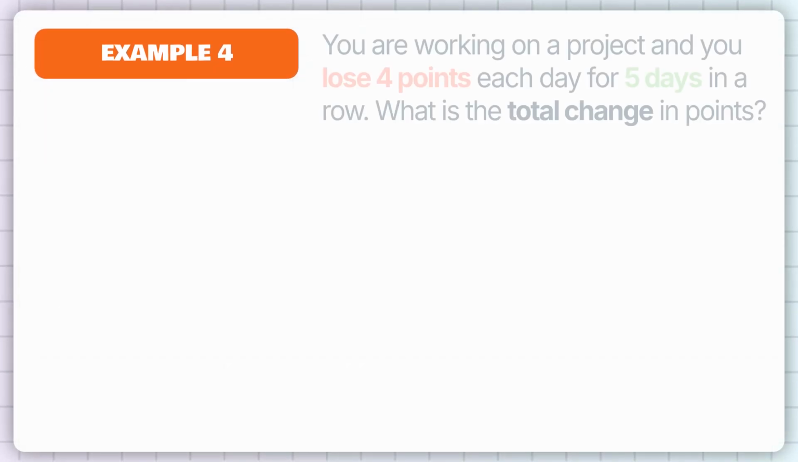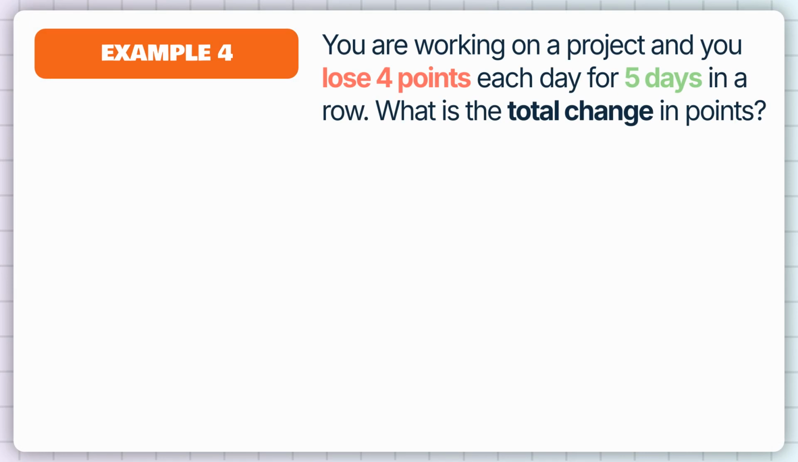Finally, let's apply this to a word problem. Imagine you are working on a project and you lose 4 points each day for 5 days in a row. What is the total change in points? First, identify the daily loss. Here we lose 4 points a day, giving us the value of -4. The number of days is 5 days. Now, we can set up the multiplication -4 times 5.